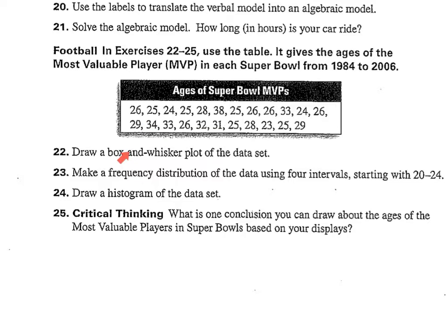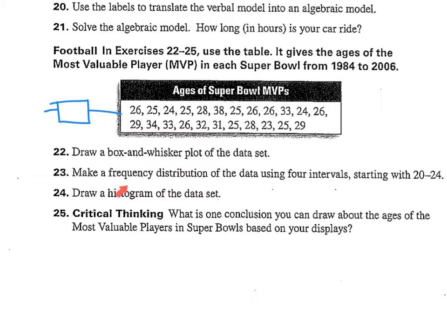To make a box and whisker plot, remember, cut the information in half, and then you have two pieces, right? An upper and a lower. Then cut each of those in half. That will be your box, and then everything else is the whisker off to the side. If you need help, let me know.